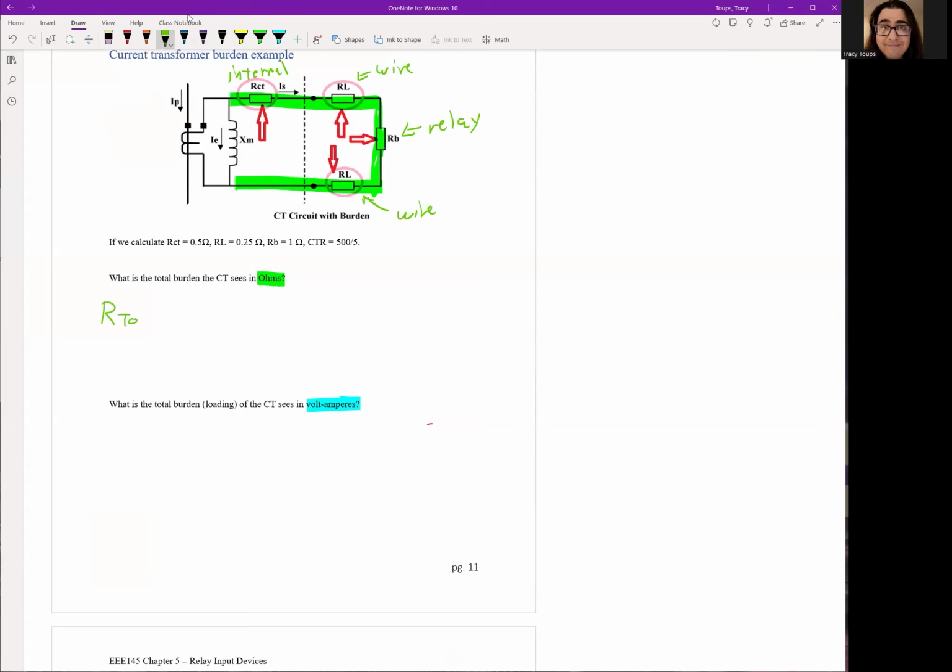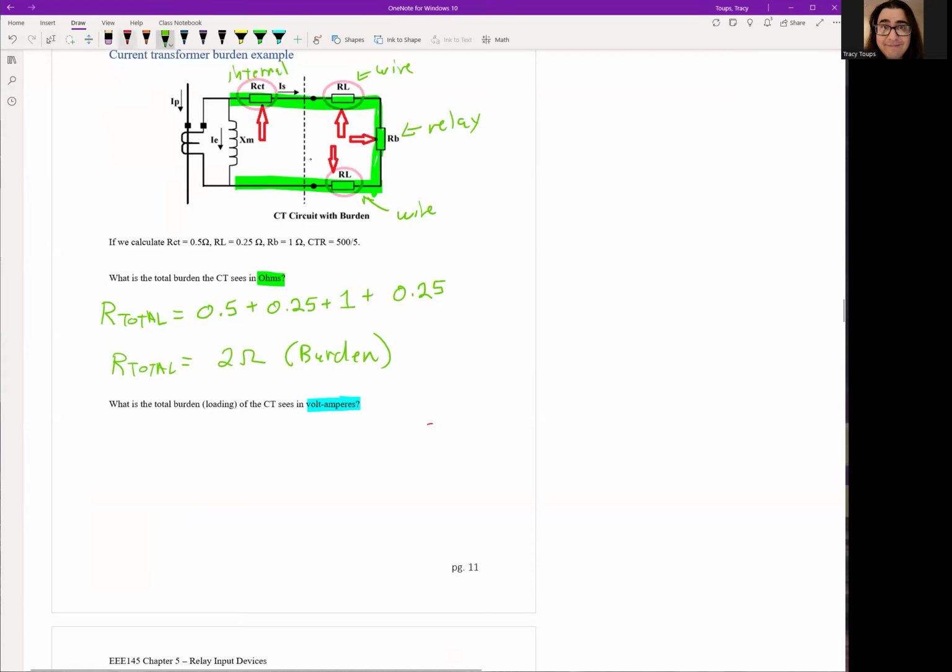So my R total is going to be RCT, which is 0.5 ohms, plus RL going to the relay, which is another 0.25 ohms. The relay itself has a 1 ohm burden, and the return wire going back is 0.25 again. So my R total is 2 ohms, and this is my burden in ohms. If you tell a manufacturer, hey, I calculate my burden is 2 ohms, they'll know exactly what to do and they'll point you in the right direction.